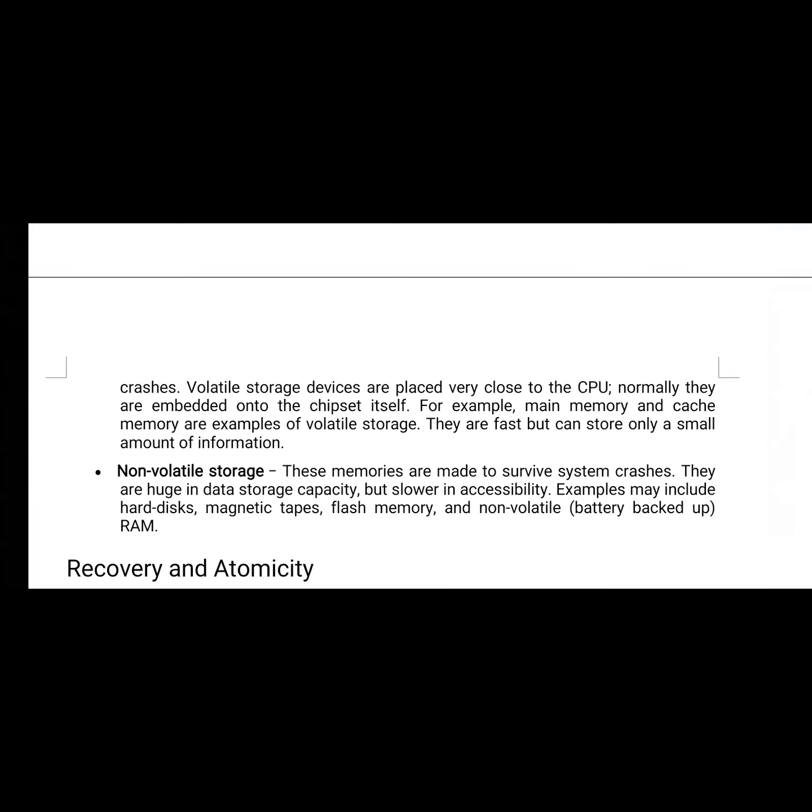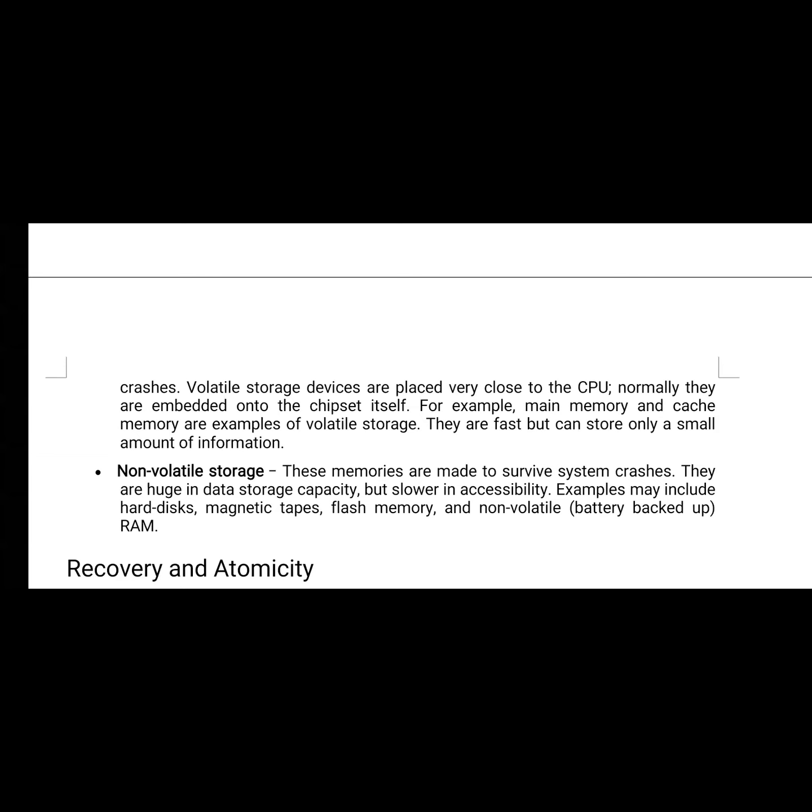So which type of devices are directly attached to the CPU? That type of storage is referred to as primary storage, as the name implies. Which type of devices are not directly connected to the CPU? Those are referred to as secondary storage. Normally the primary ones are embedded onto the chip itself.